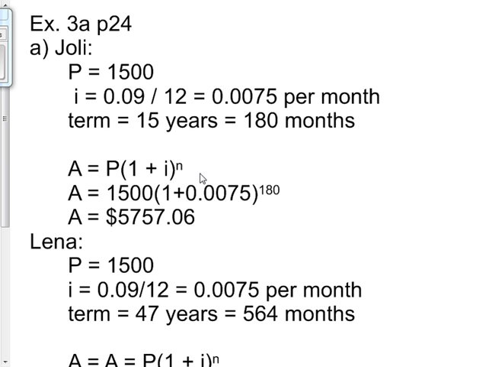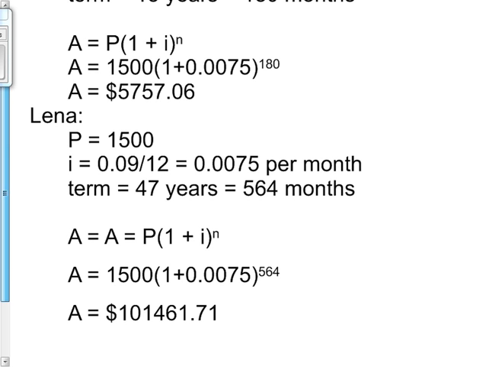So using our formula that we just found, the future value is equal to the principal times 1 plus the interest rate per compounding period to the power of the number of compounding periods. So $1,500 times 1 plus 0.0075 to the power of 180 works out to $5,757.06. Lena has the same principal as Jolie had, $1,500, and the same interest rate at 0.0075.